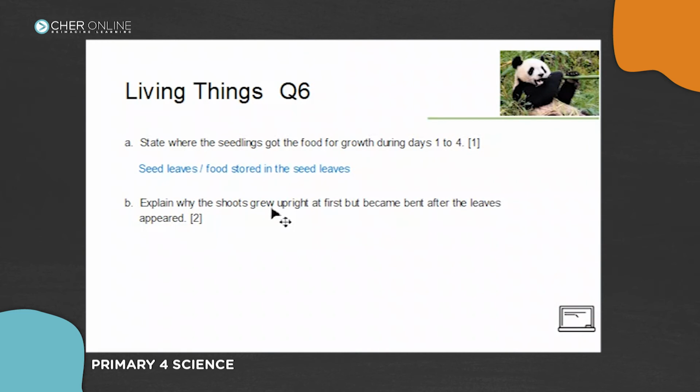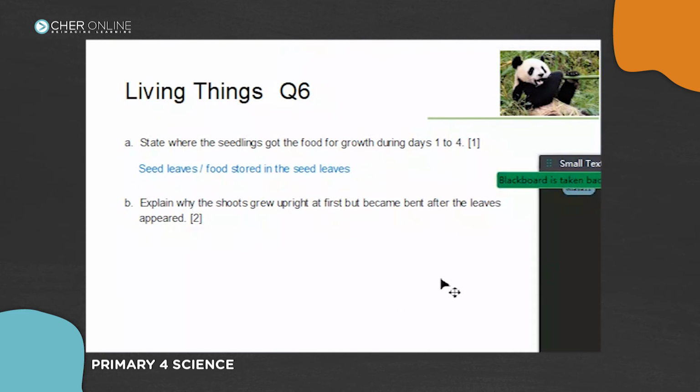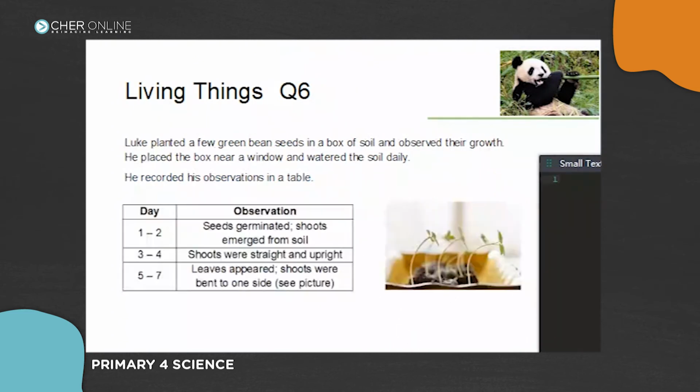Explain why the shoots grew upright at first, but became bent after the leaves appeared. Of course, if you look at the picture again, by day 5 and 7, it has its leaves, so it actually bent. The reason why it bent towards that side must be because there's sunlight over there. I think all of you know that there's sunlight over there, but how you answer your questions is more important.